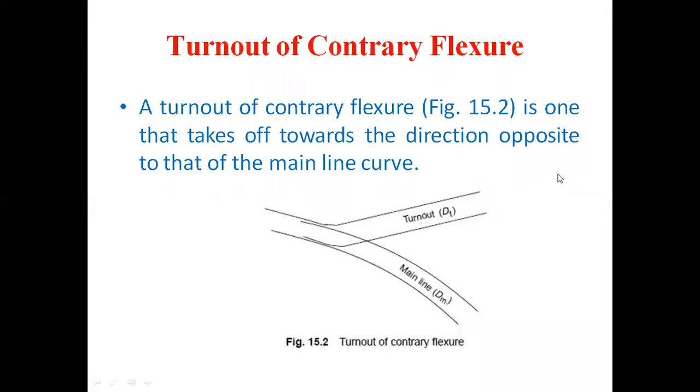Turnout of the contrary flexure. A turnout of contrary flexure is one that takes off towards a direction opposite to that of the main line curve. Previously, in the similar flexure, we saw the branch line is curved and passes in the same direction as the main line. But in the contrary flexure turnout, the main line is in one direction, and the turnout has been taken in the opposite direction to the main line curve.